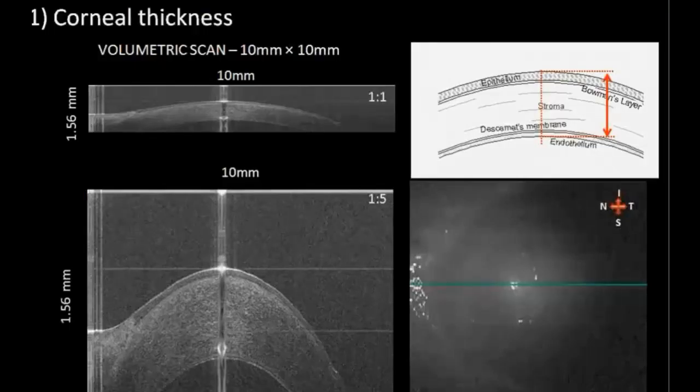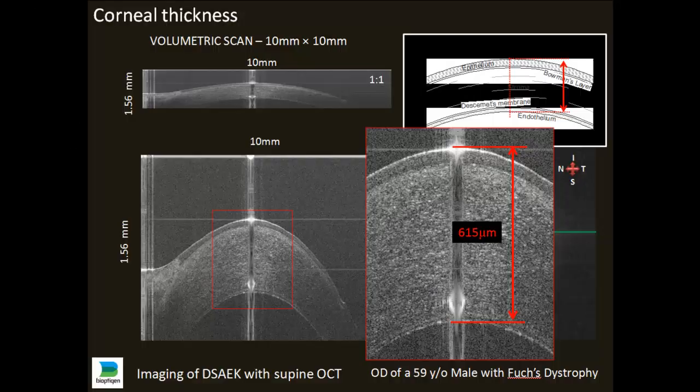Well, here is a preoperative scan of a patient with Fuchs dystrophy. Here you can see that the cornea is quite thick, the epithelium is thick, and then if you actually measure Descemet's membrane, you can see that Descemet's membrane is thickened as well, along with guttata on the endothelial surface.